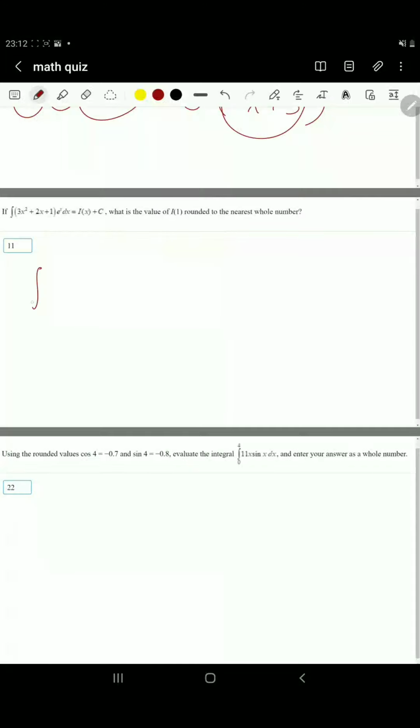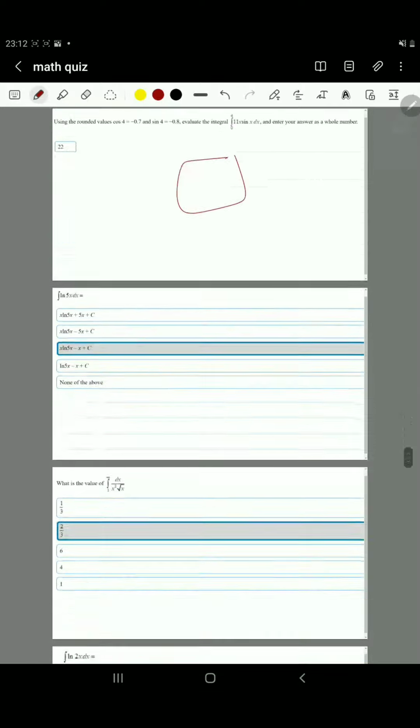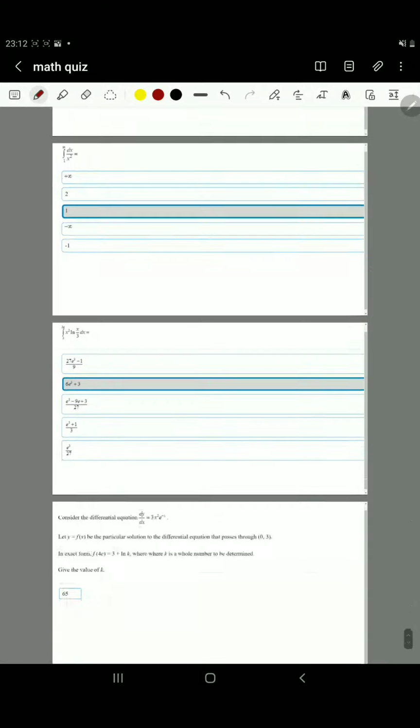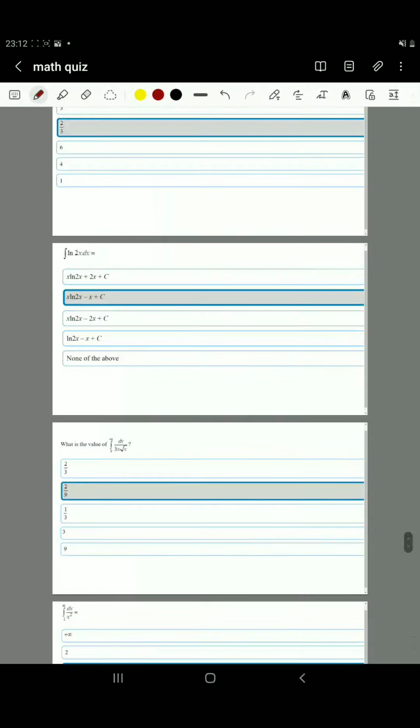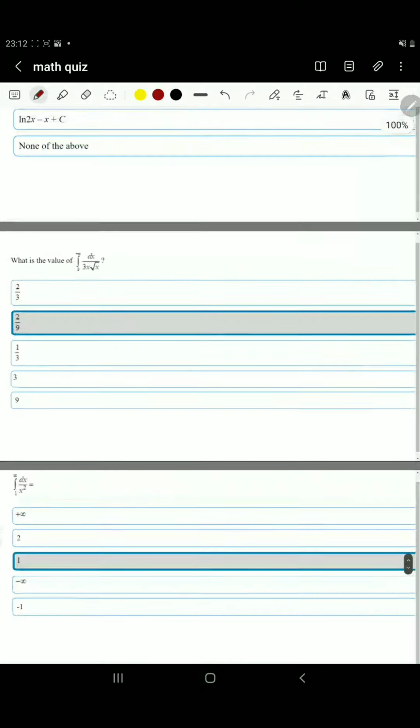Let's continue. How about this? Let's take the easy questions first, so that we get finished quickly. Let's start with these integrals. These two integrals, let's finish them really quickly because they're really simple. And then we'll go to the above questions.